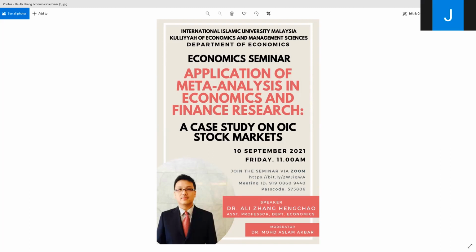Okay, another question. If you already got this transformed effect size, can we use it to do another regression, like panel data?